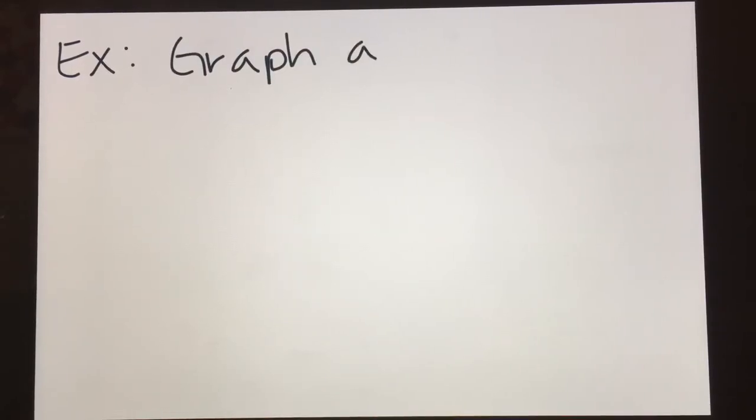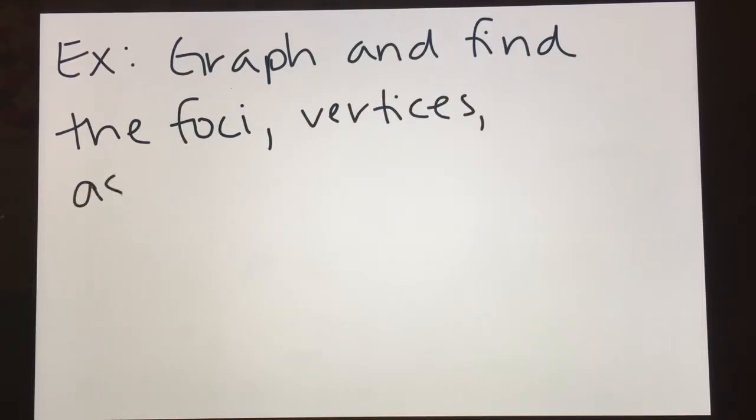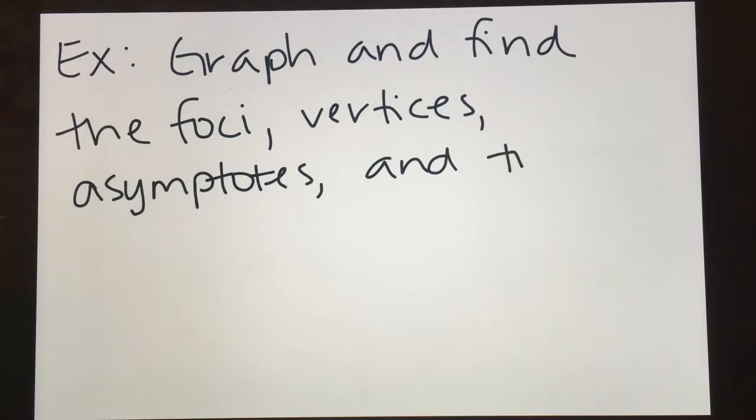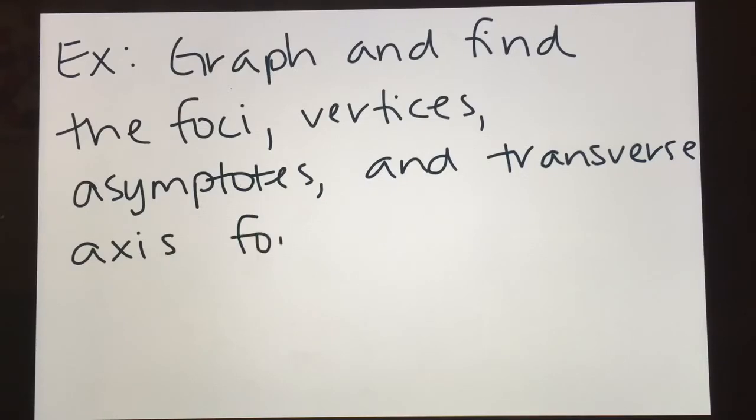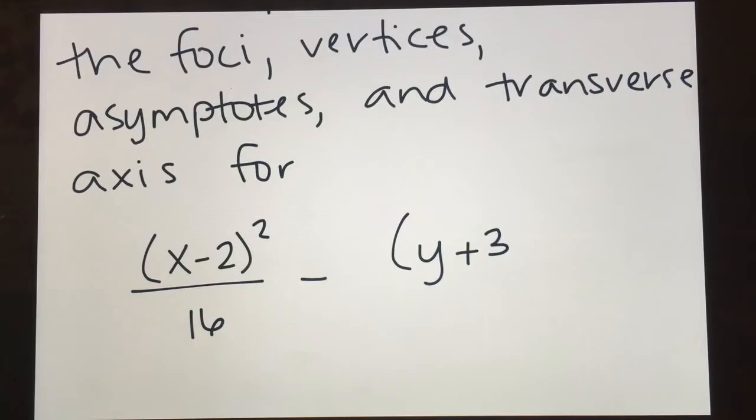All right, let's do an example problem. So this problem says graph and find the foci, vertices, asymptotes, and transverse axis for, and the equation that we are looking at is (x minus 2) squared over 16 minus (y plus 3) squared over 4 equals 1.